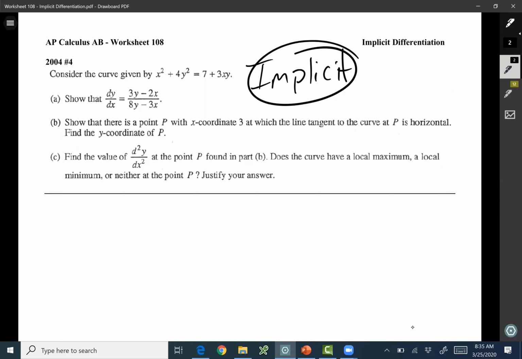So usually on these implicit questions, they start us off by asking us to find the derivative, but they actually give us the answer. That's a nice perk to these questions: you're already given the answer. So A says, show that dy/dx equals, and it gives us that. I like to rewrite the question here when I'm doing these.